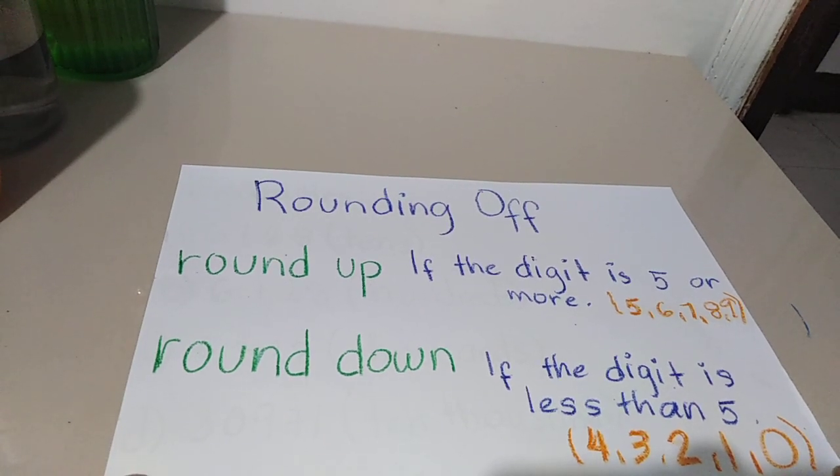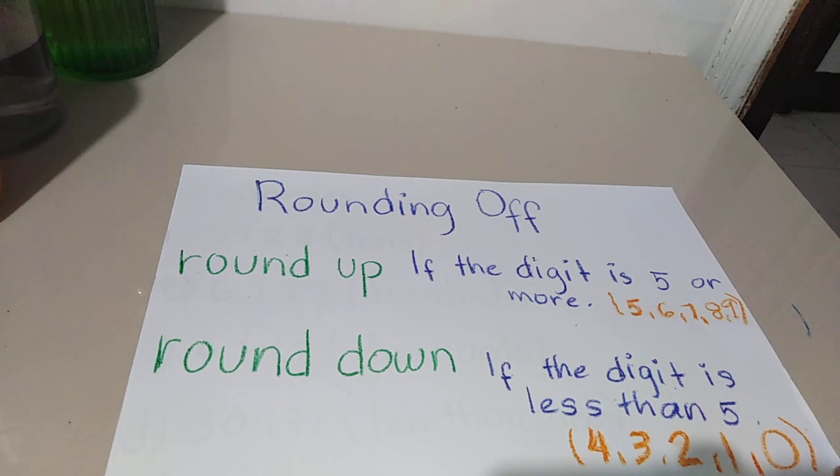Today we're going to discuss rounding off numbers. When we are rounding off numbers, you always remember that you need to look at the digit to the right of the place value of the number you are rounding off, so that you'll know if you're going to round up or round down that number.